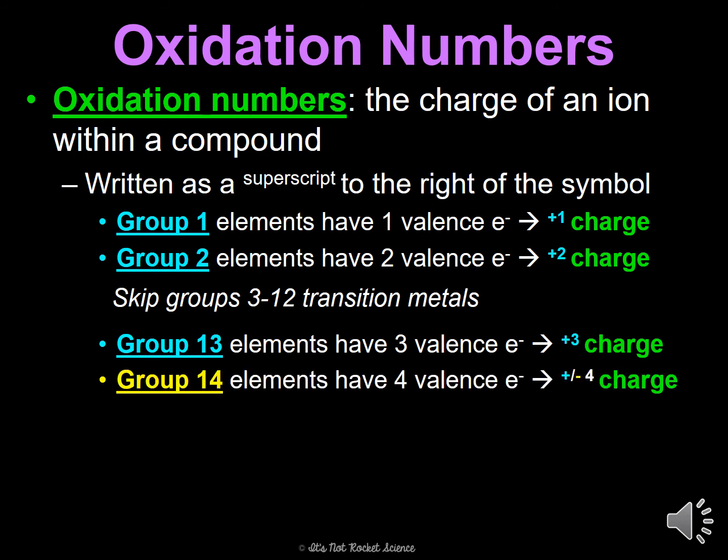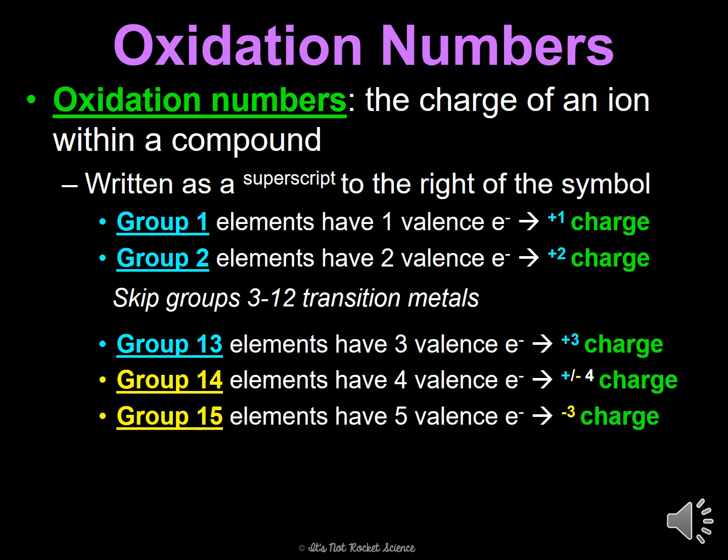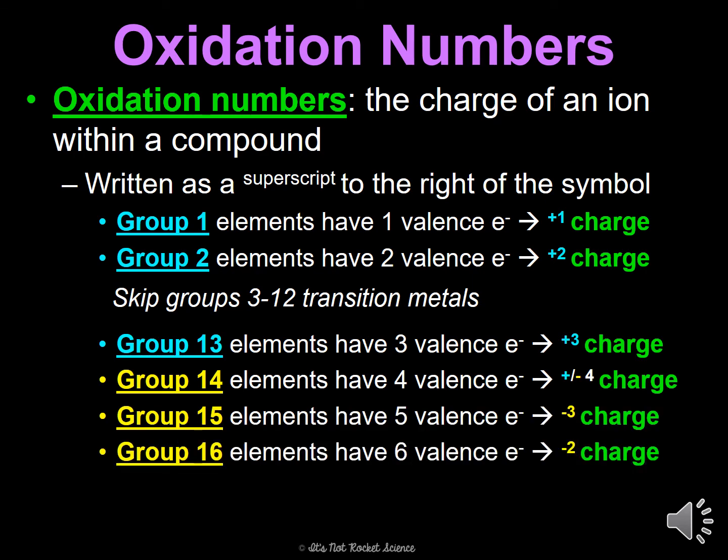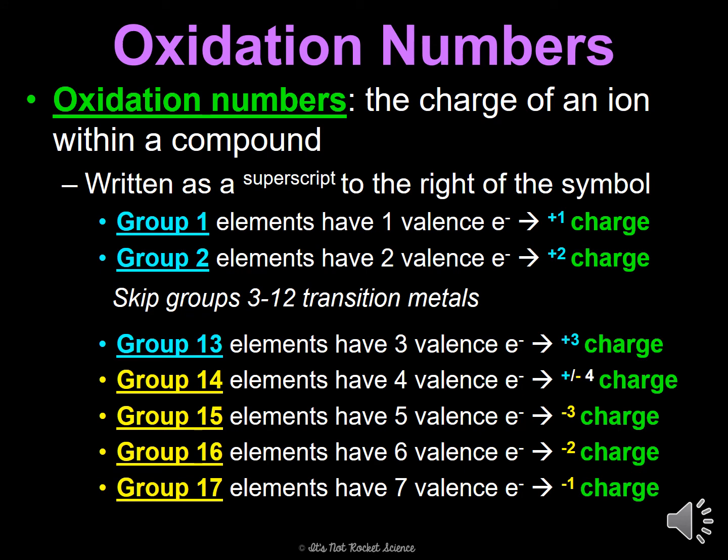Group 14 has a positive or negative 4 charge because if you think about it, you need 8 valence electrons to create a stable shell. If you have 4 valence electrons, it's just as easy to gain as it is to lose those valence electrons. Group 15 is a negative 3, group 16 is a negative 2, and group 17 is a negative 1 charge.